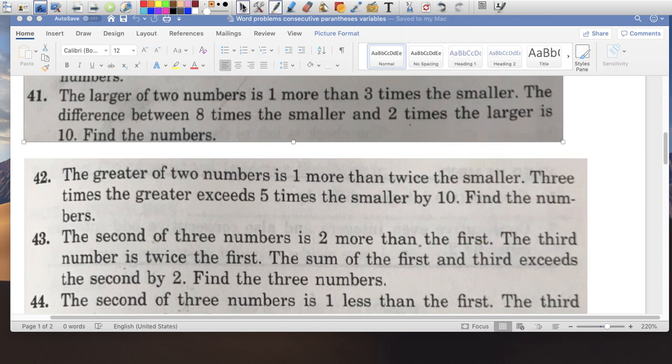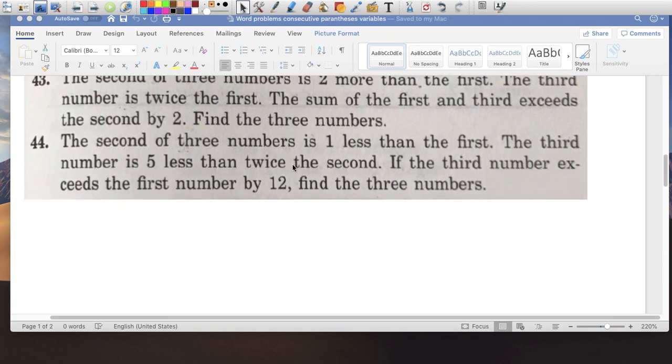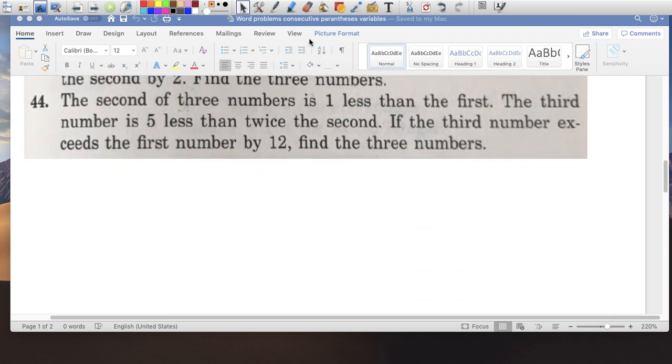44 seems to be our next question. Yay, I have some room here. So the second of 3, oh, there's 3 numbers. So I'm going to write first number, second number, and third number. The second of 3 numbers is 1 less than the first, and the third number is 5 less than twice the second. If the third number exceeds the first by 12, find the 3 numbers.